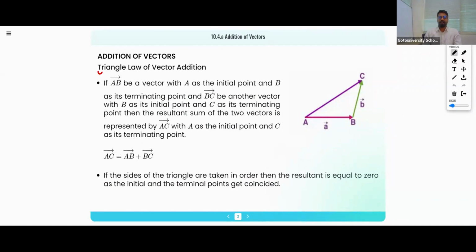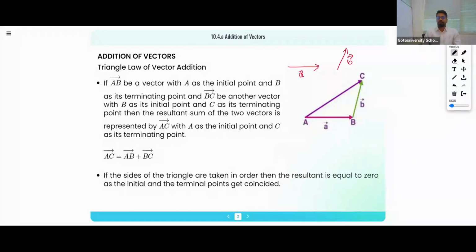One is the triangular method, the triangle law of addition. What does it say? If you want to add two vectors, so for example, there is a vector A and there is a vector B. Okay, I want to add the two vectors. So what I'm going to do is place them in such a way that, without changing the direction, let us assume there is a vector A and there is another vector B. I want to add them.